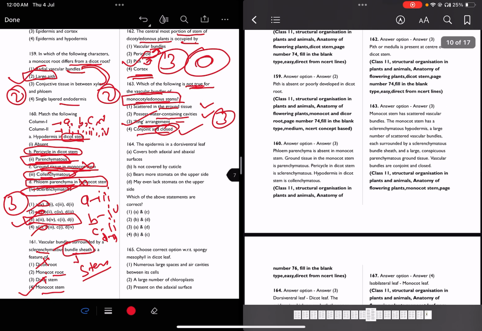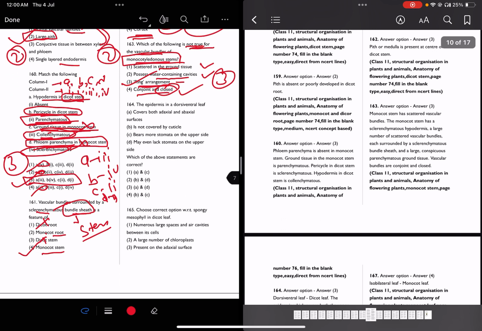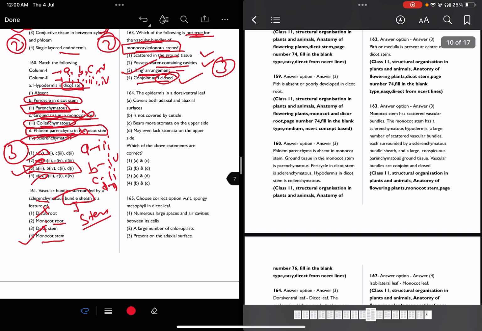Monocot stem has scattered vascular bundles. The monocot stem has a sclerenchymatous hypodermis. A large number of scattered vascular bundles, each surrounded by a sclerenchymatous bundle sheath, are present, along with a large parenchymatous ground tissue. Vascular bundles are conjoint and closed type. So this is the answer, third. Now read question number 164.